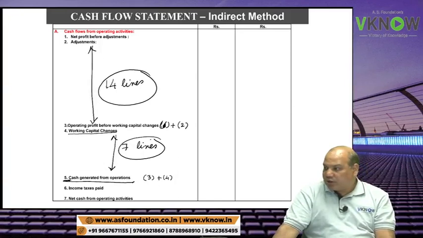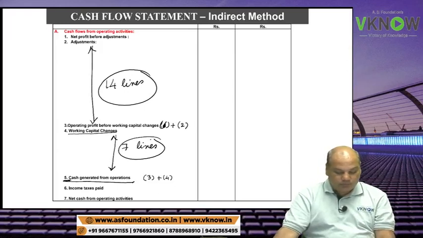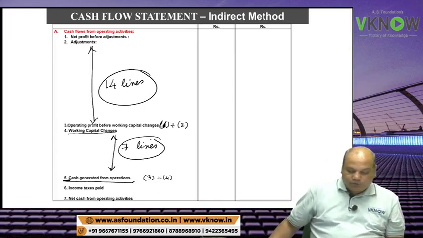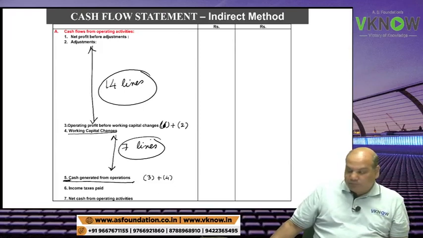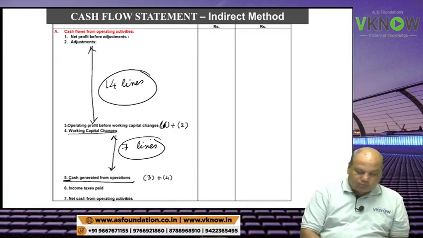Point number 6, write income tax paid. Point number 7, net cash flow from operating activities.